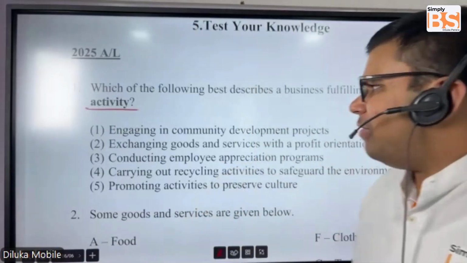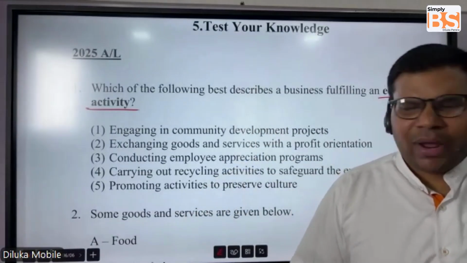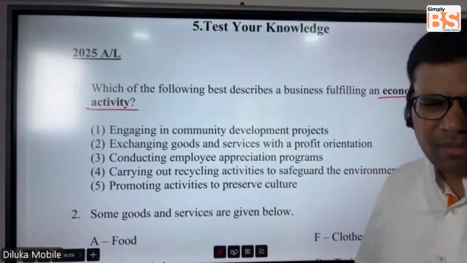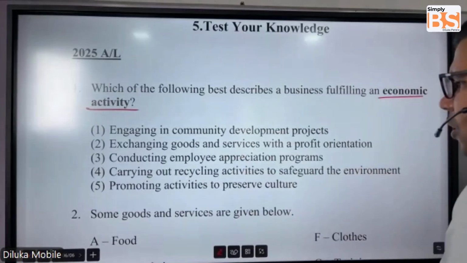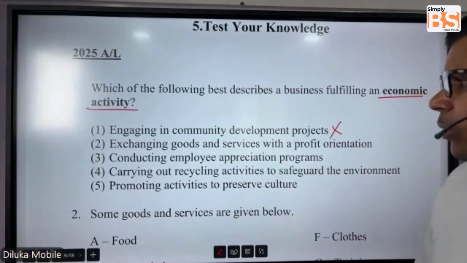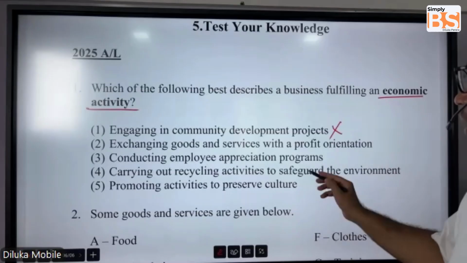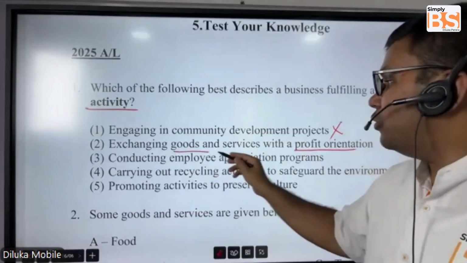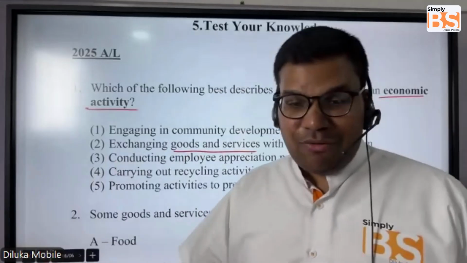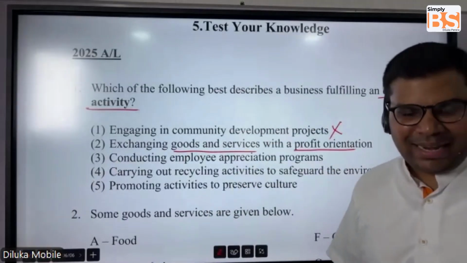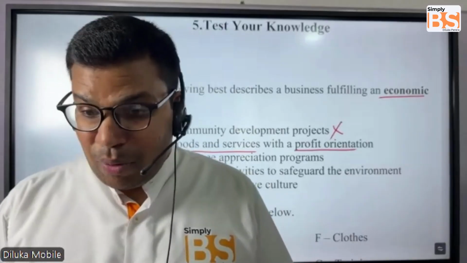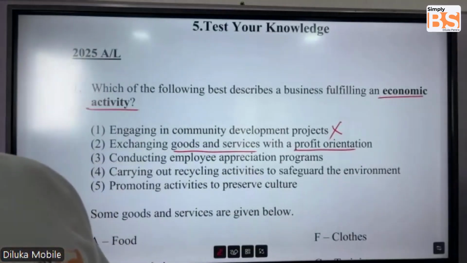So what's the answer, students? Let's read. Engaging in community development projects? Not really, not correct. Number two, exchanging goods and services with a profit orientation. We are exchanging goods and services with customers to satisfy their needs and wants, and for that we have a price. You continuously exchange goods and services and you make a profit. So that's the answer.